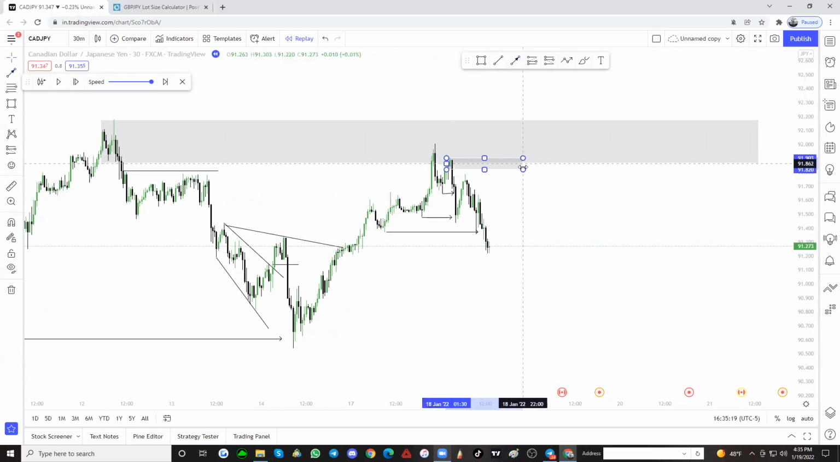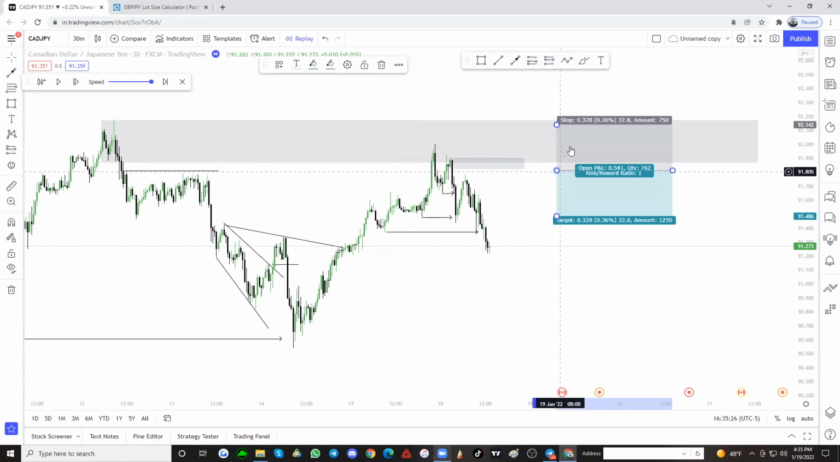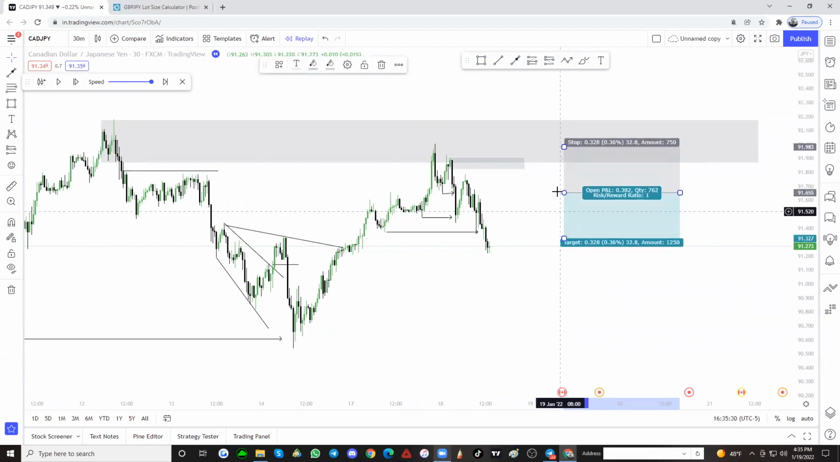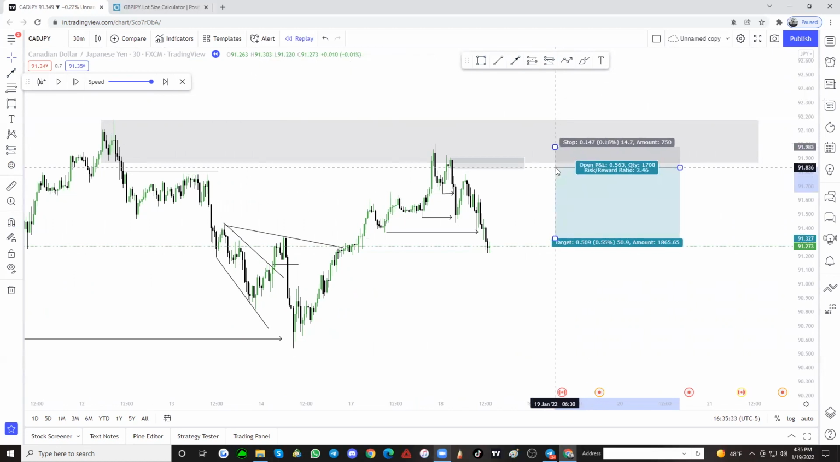Okay, and let me just extend this out and clean this up. Okay, so this is an area of supply that we could be targeting, right? Or not targeting, looking to enter from ultimately, right? With a safe stop maybe above the ultimate high.